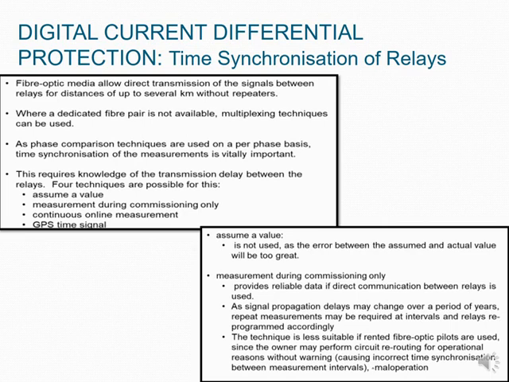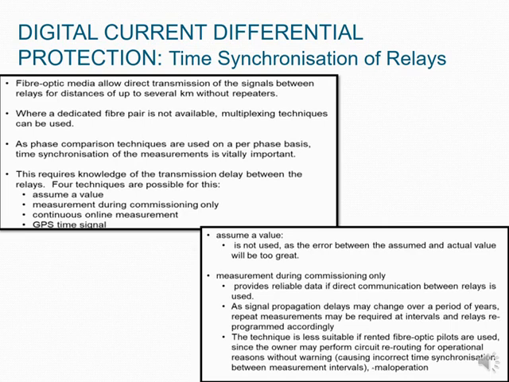You have a phase comparison technique that gets utilized on a per phase basis, and the time synchronization of the measurements is then virtually important for this. So for that requirement, you need the transmission delay between the relays to be kept very small. And there are four methods in which this is possible. We have to assume a value, measurement during commissioning only that we need to know, continuous online measurement we also need to know, and GPS time signal.